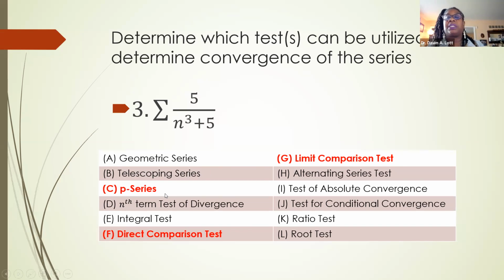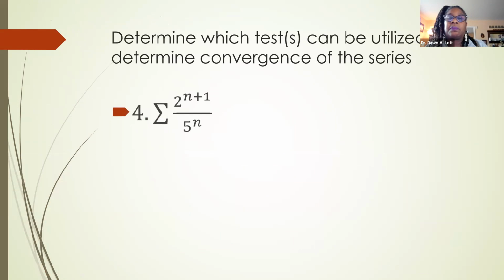If it was just n cubed, you could write P-series and be done. But because it's n cubed plus 5, you've got to do a limit comparison or a direct comparison, and you are comparing it to a P-series. So you're either going to use the direct comparison test and the P-series, or you're going to use the limit comparison test and the P-series. Okay, any questions? Okay. What does this look like?